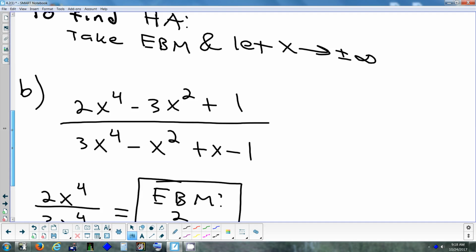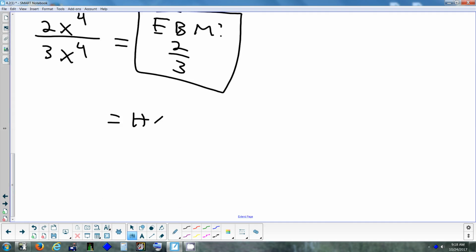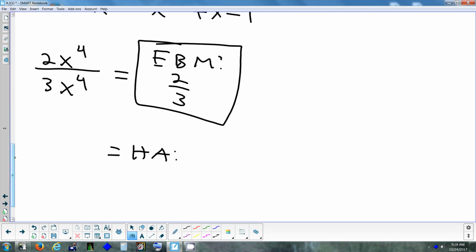Now, I think they also want the horizontal asymptote. Okay, let's find that. So now, look at your end behavior model. Let x get really big in that end behavior model. What is the end behavior model going to approach as x gets really big? Leo? 2/3. It's going to approach 2/3. There is no x. So what we're getting in this problem is a horizontal asymptote, but it's not at 0.